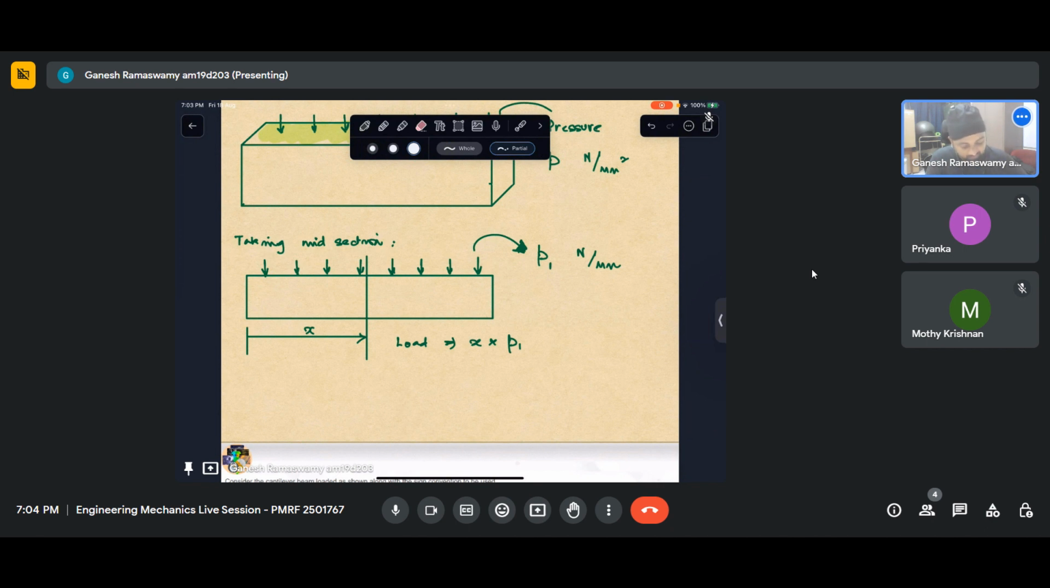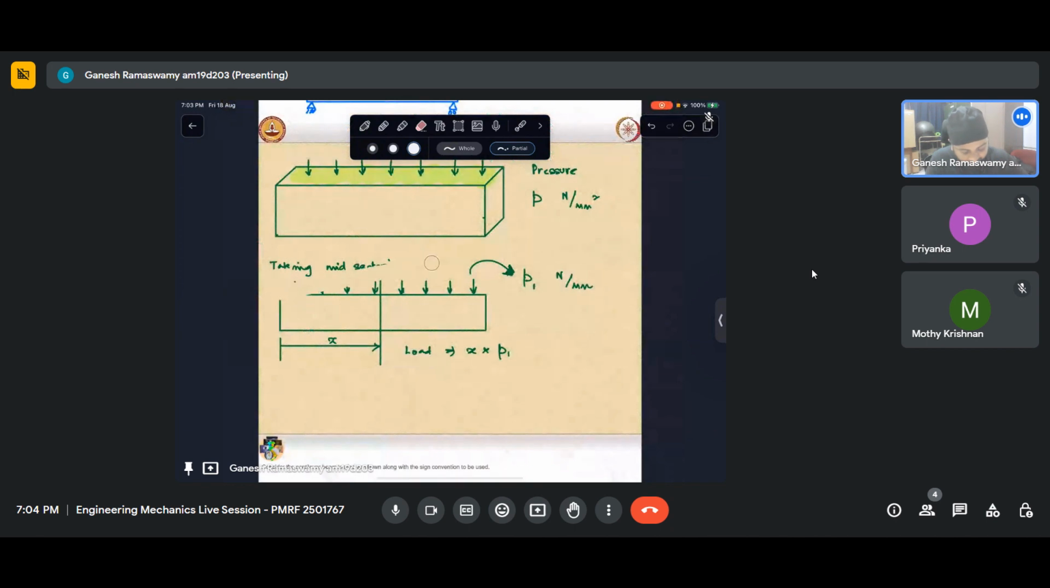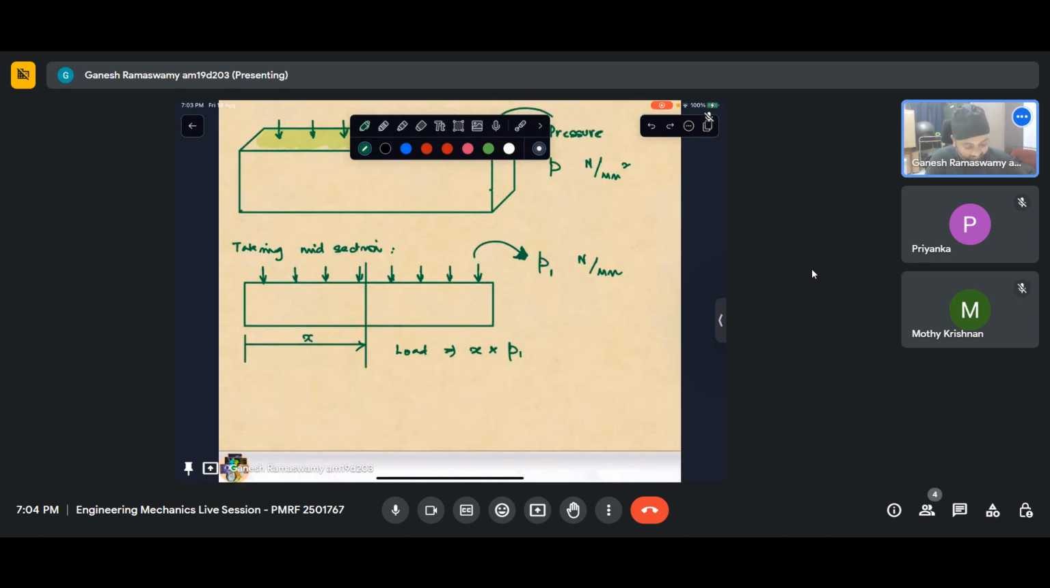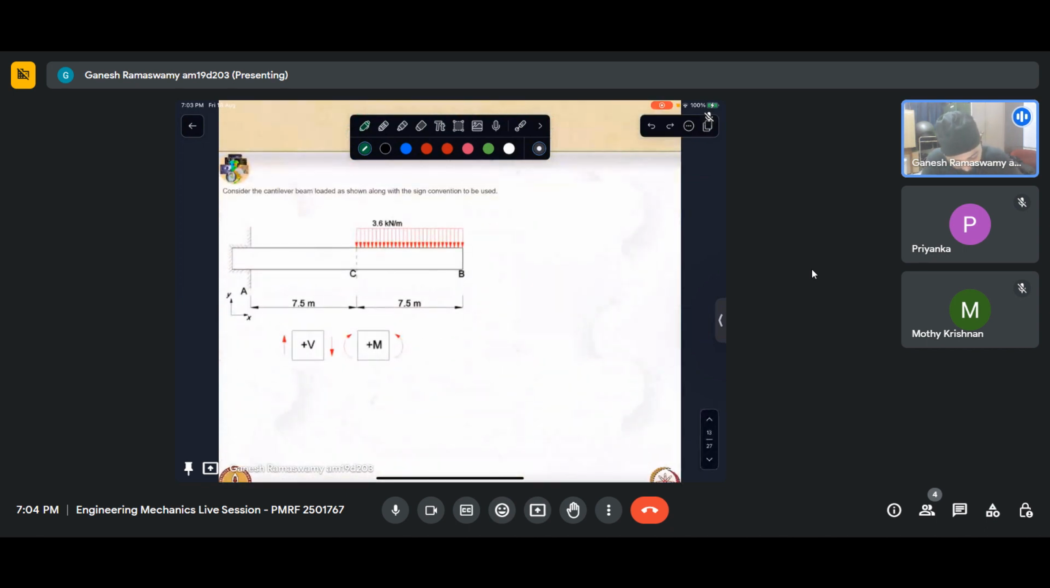If this force is applied in a triangular manner, I essentially have to take the area of that triangle. If it is applied as a sine curve, I have to integrate in order to get the total force that is applied. So that is all there is to it. I hope that is clear. With that background, let us analyze this problem.